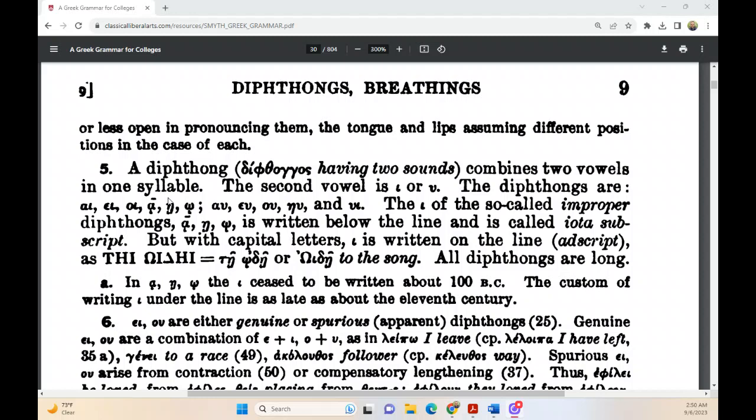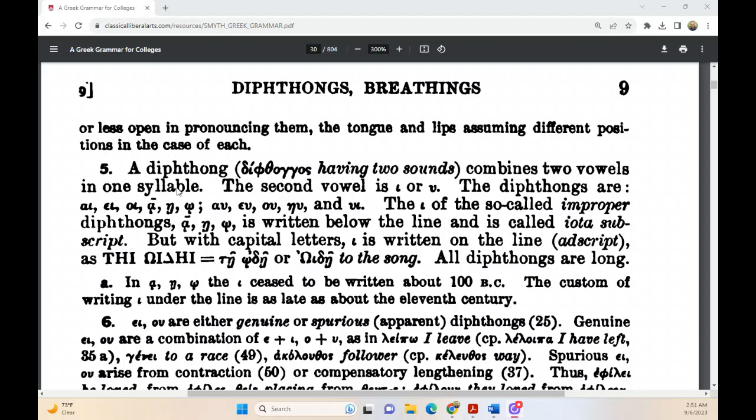A diphthong is a special pair of vowels that when we find them in a word, we don't separate them into two syllables. We read them together as one sound in one syllable. So a diphthong combines two vowels in one syllable, whereas other combinations of vowels would be divided into two syllables. So a diphthong is one syllable made up of two vowels.